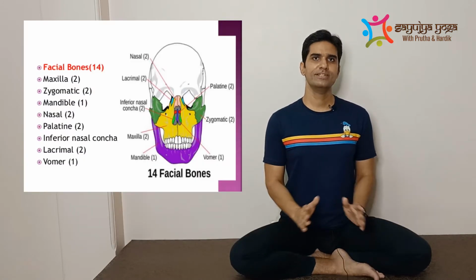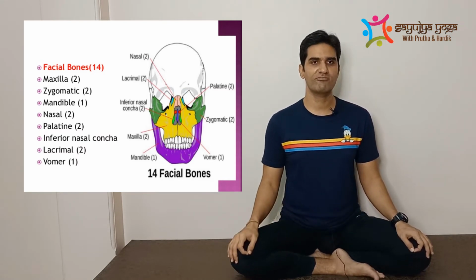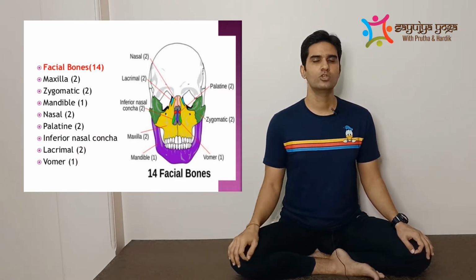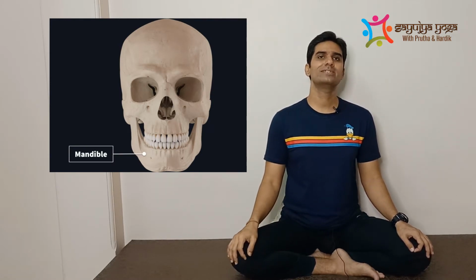Now friends, let's move towards the 14 facial bones, and all of them are pairs of bones except for 2. So I will cover those 2 bones first. Mandible. Mandible is the jaw bone. The mandible is actually the strongest bone in our face.